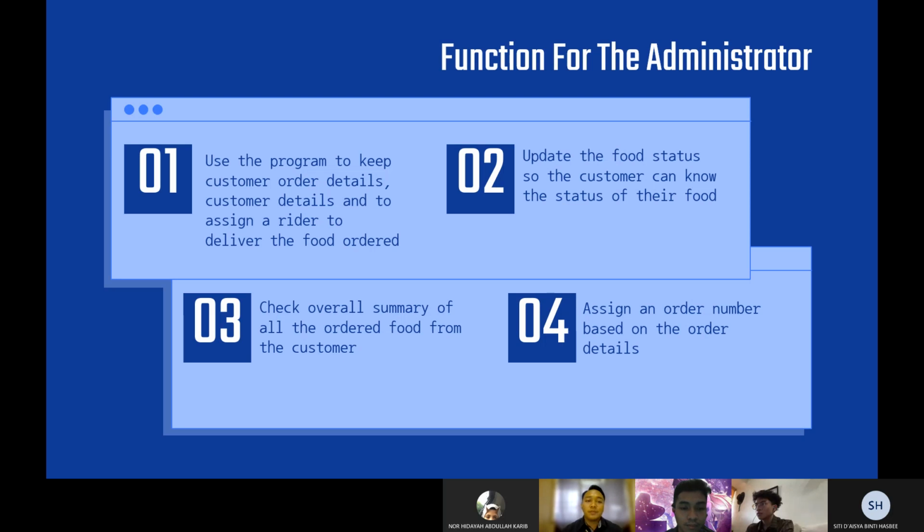So I'm going to explain the functions for the admin. Number one is to use the program to keep customer details, and to assign a rider to deliver the food ordered. The admin uses the program to keep customer order records and customer details. In order to keep the customer records, the function files are used so the documentation of data is more organized and easier to access.